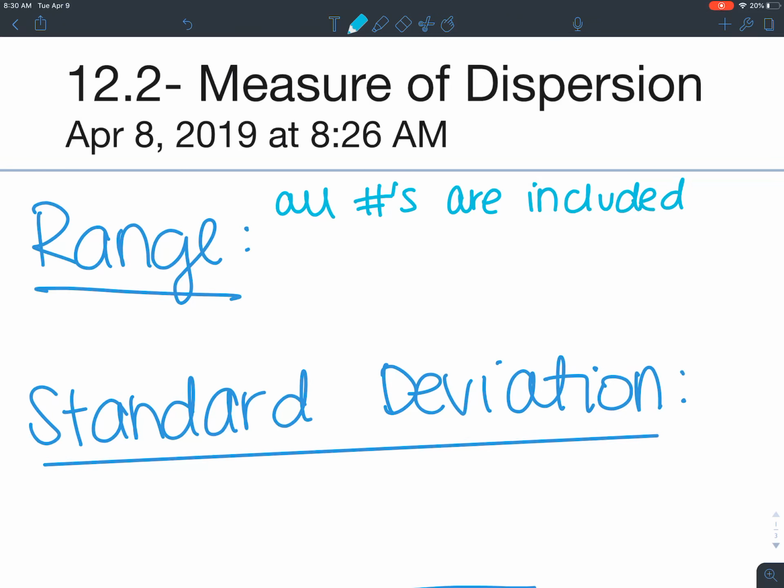within the range, but the way that we calculate it is we want to look at the greatest number minus the smallest number. And so sometimes we'll actually say that it ranges from, and then we'll go smallest to greatest, but the range itself is the number, or the difference between the greatest number and the smallest number.